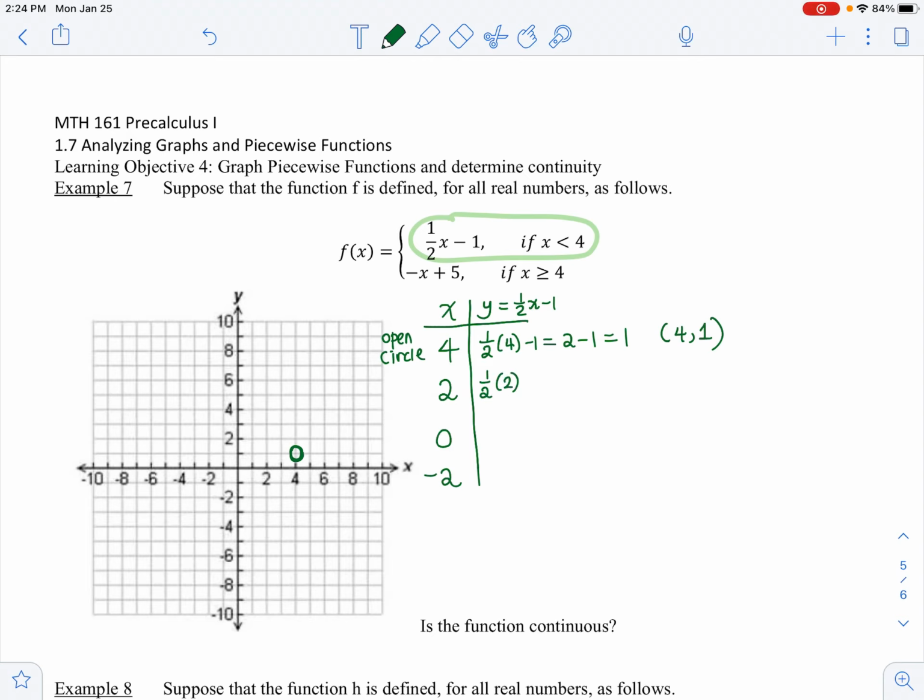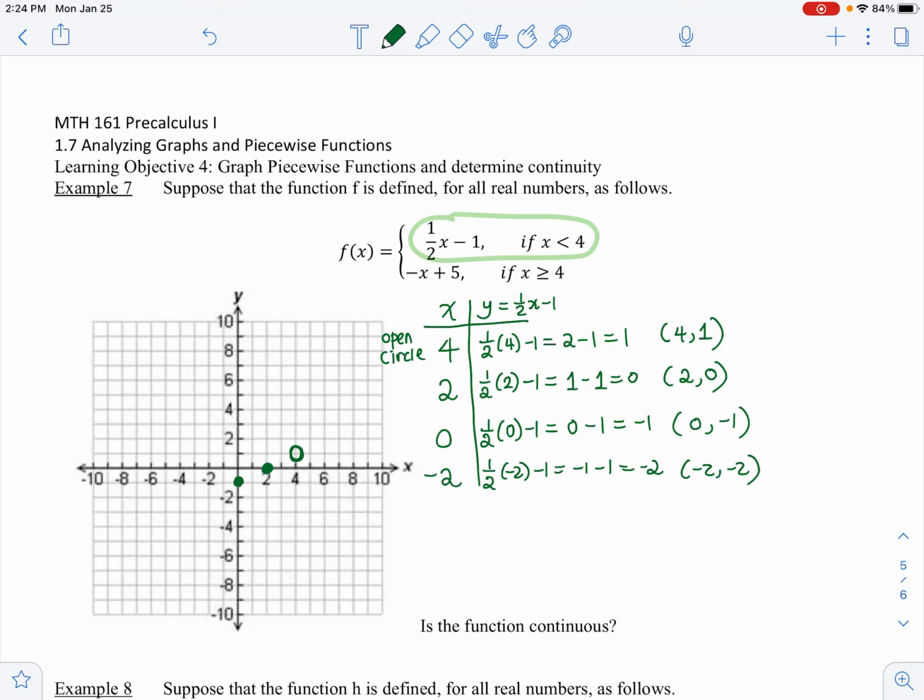Plug in the 2 into the function. Half of 2 is 1. 1 minus 1 is 0. I will plot a regular point at 2, 0. 2 to the right on the x-axis. Or if I plug in 0, half of 0 is 0. And 0 minus 1 is negative 1. So I'll plot a point at 0, negative 1. And last one, half of negative 2 minus 1. That is negative 1 minus 1, negative 2. I'll plot a point at negative 2, negative 2. And your points should be on a straight line.